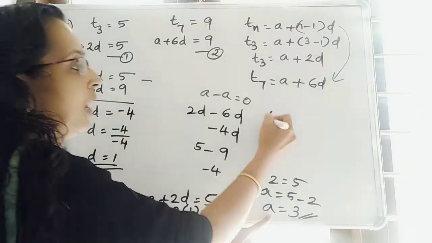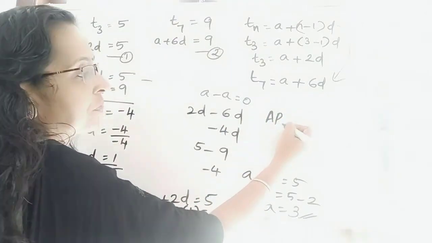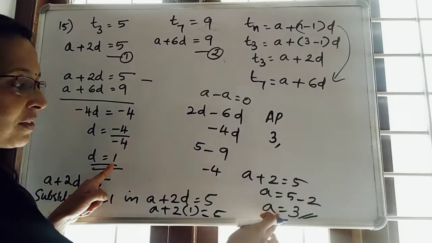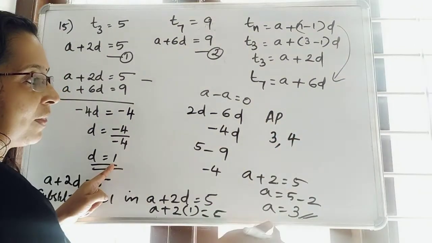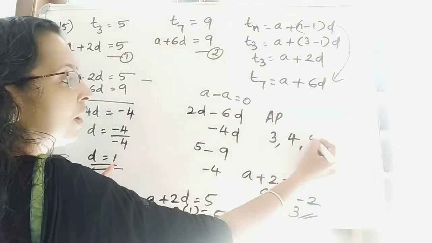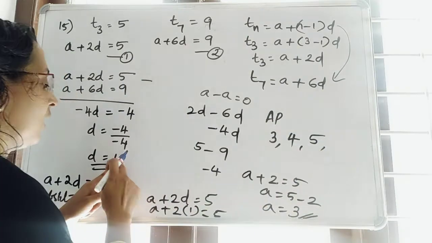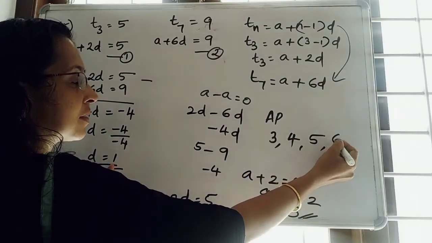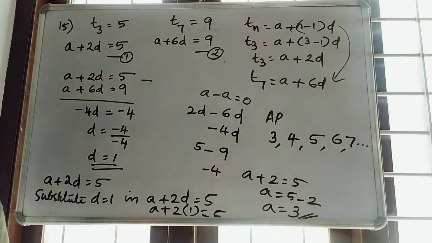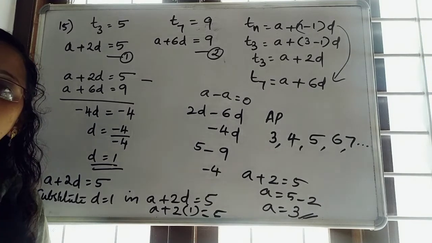So the given AP will be 3. Then 3 plus that common difference, 3 plus 1 is 4. Then again that second term plus the common difference, so it will be 5. Again this third term with the common difference, so 5 plus 1, 6. Again 6 plus 1, 7, etc. So the final answer is 3, 4, 5, 6, 7, etc. That is the answer.